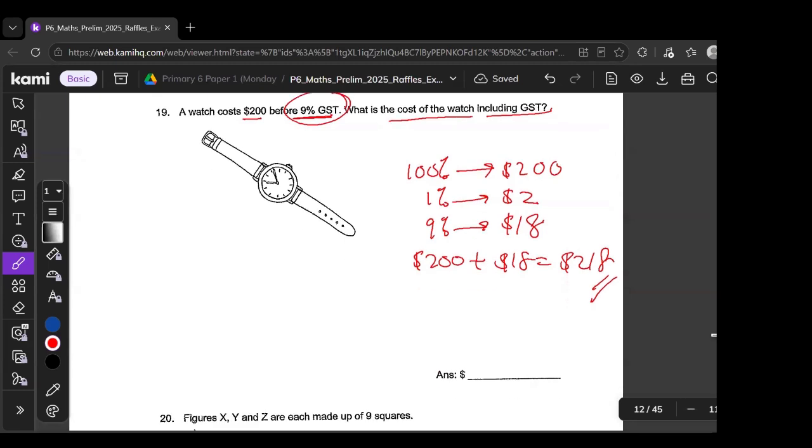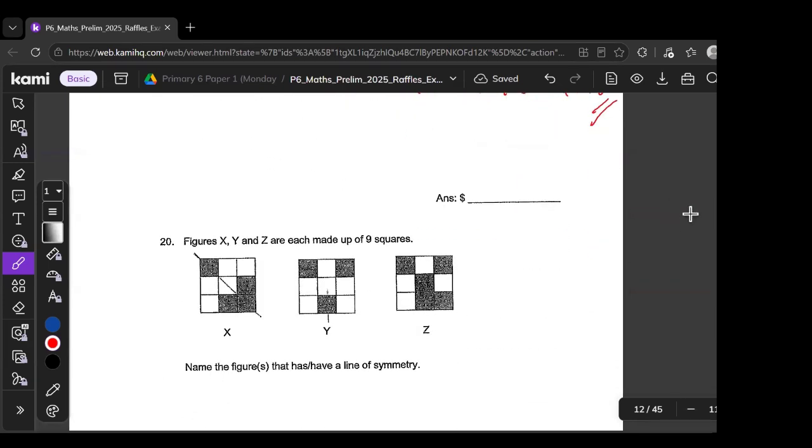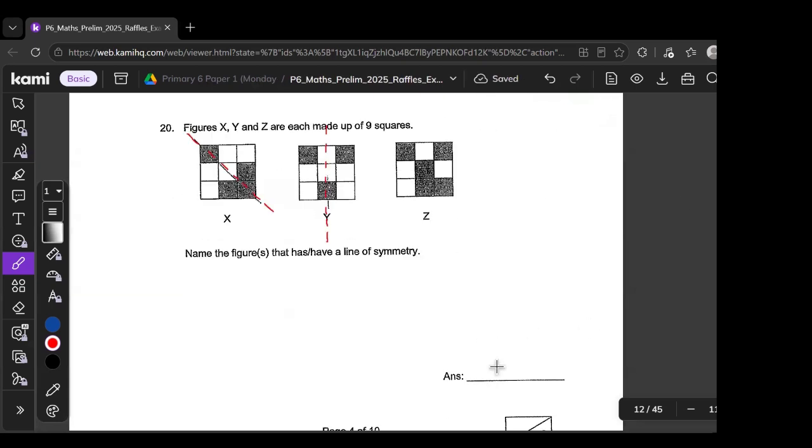Okay, good. Let's go to question 20. Question 20, the student has actually done the drawing for you already. But you need to double check and not copy blindly. This is the line of symmetry. You can cut it like that. For picture Y, you can cut it this way. Picture Z, there is no line of symmetry. So there are only two letters, X and Y. Line of symmetry means you can cut into half.